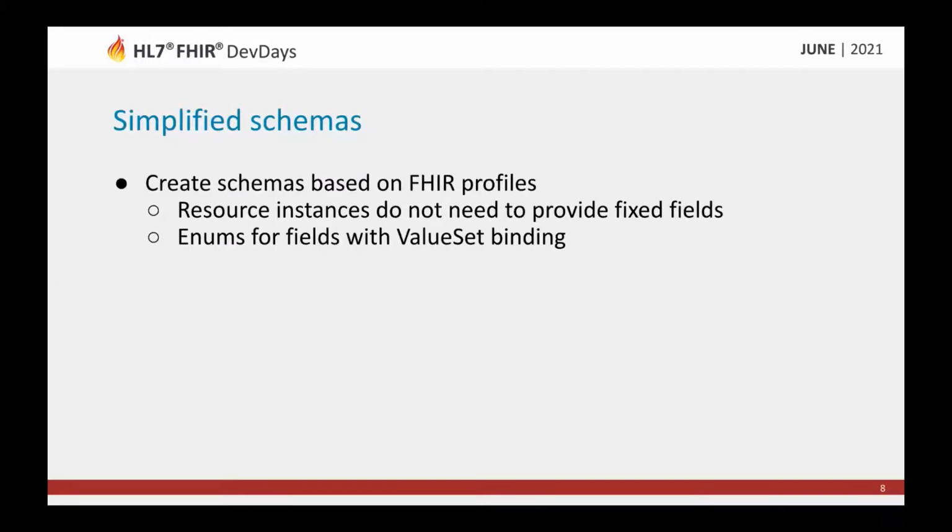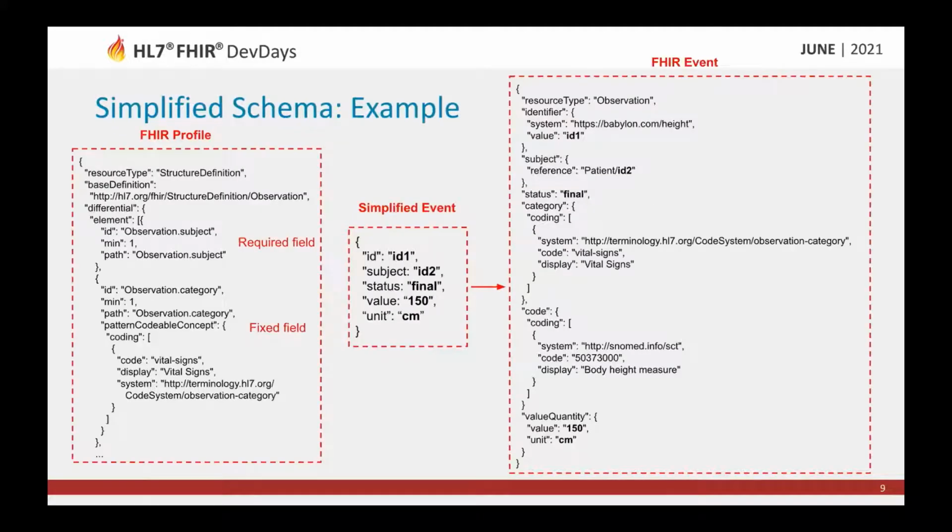This led us to creating event streams that are aligned with FHIR profiles rather than base resources. This gave us the ability to create custom schemas for our use cases and to further simplify the schemas. The biggest simplifications are not needing fields that have fixed values in the profile to be given as part of the event, and also providing enums for fields with value set bindings.